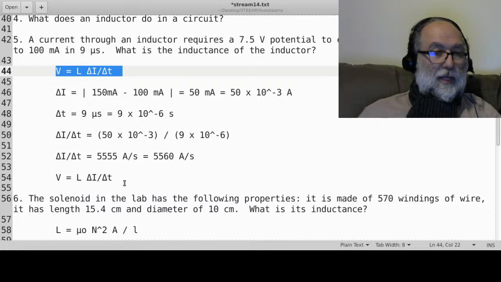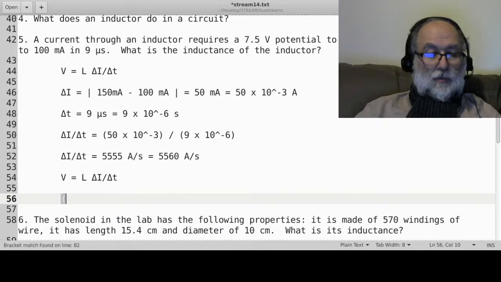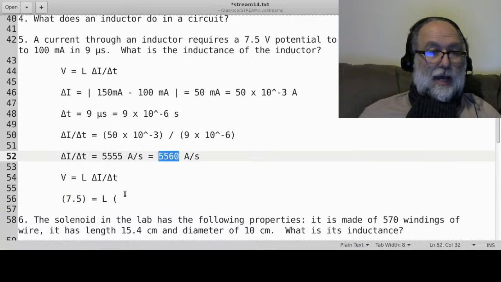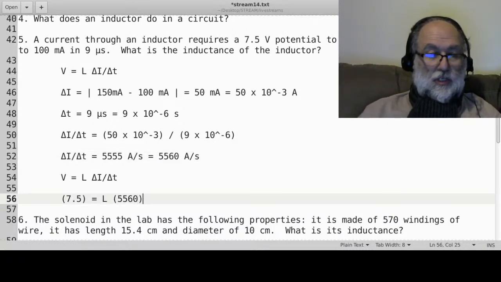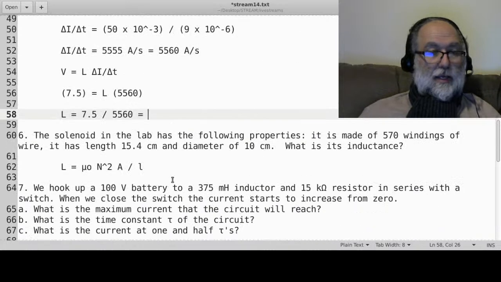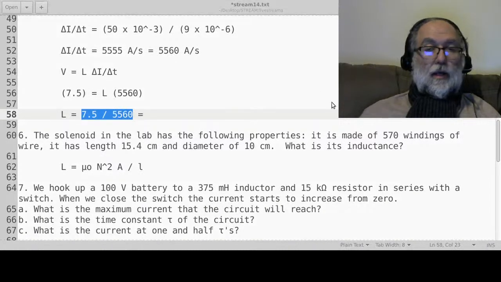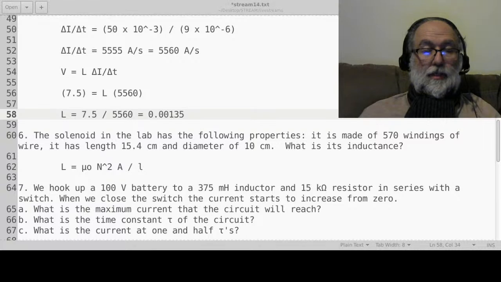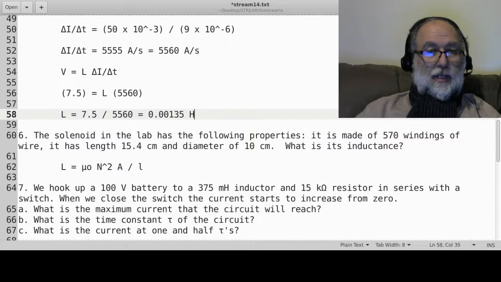Okay, and now we can take this formula here. V, I said, was 7.5 volts, is equal to L, which we're trying to solve for because I'm asking for the inductance L. And then there's the rate of change of the current. Okay, so L is going to equal 7.5 divided by 5560, like that. And what's that going to equal? That will equal this number right here. Okay, now what are the units? The units for inductance in MKS are henries, named after a physicist, Henry. Okay, so there it is.